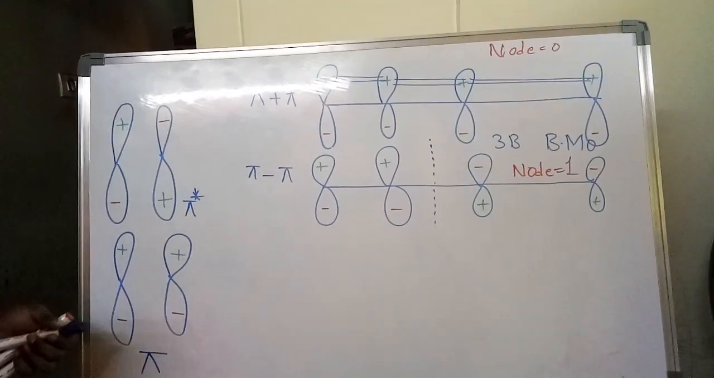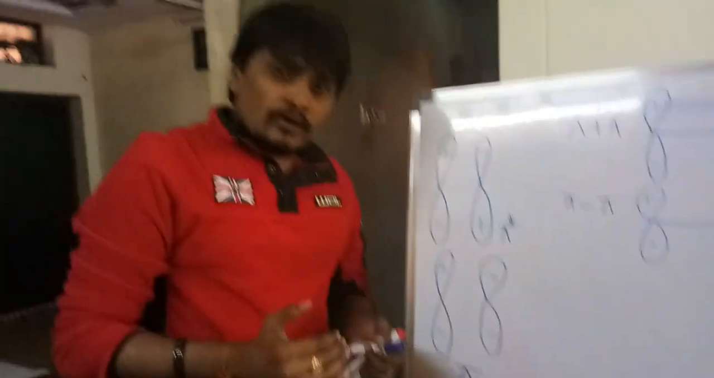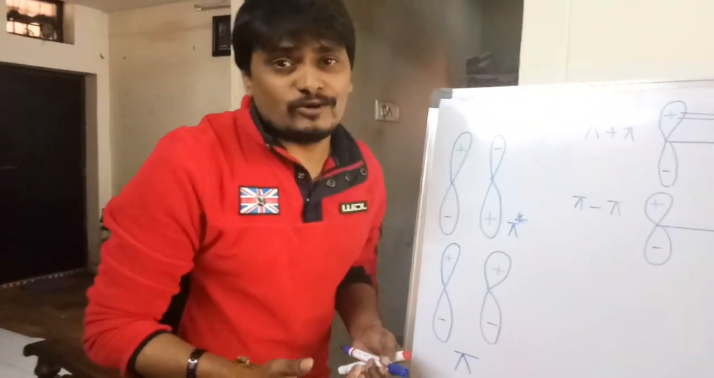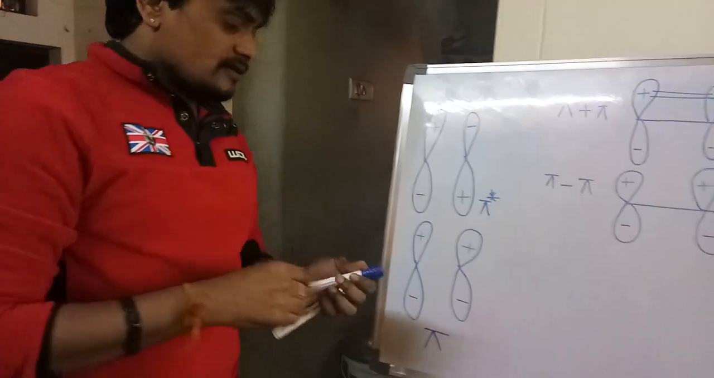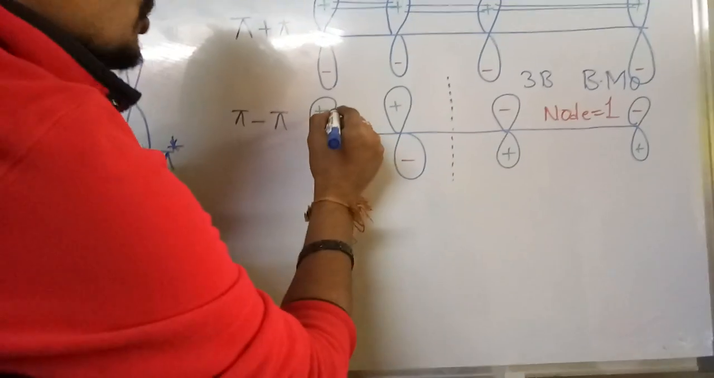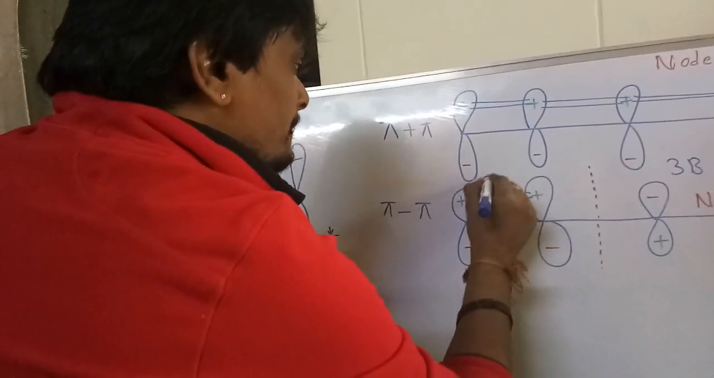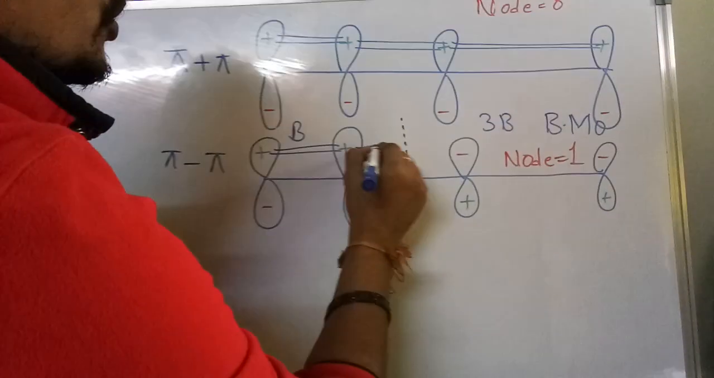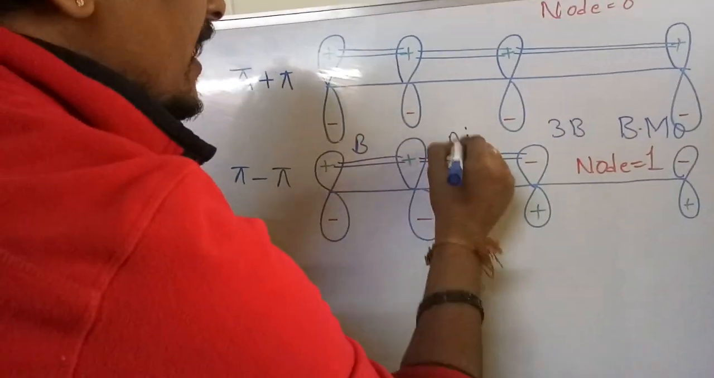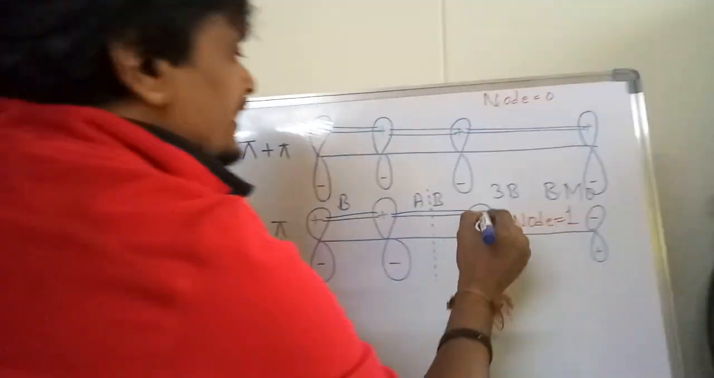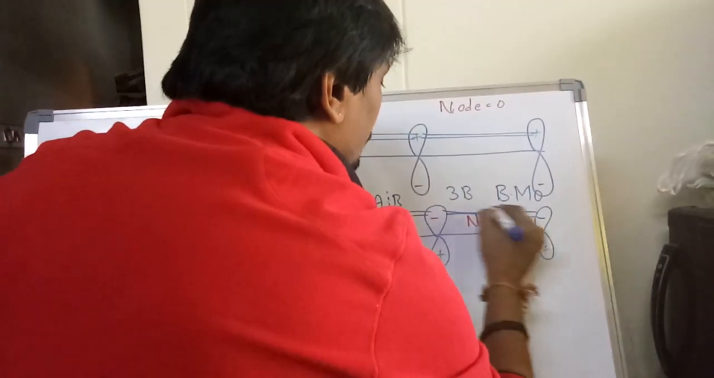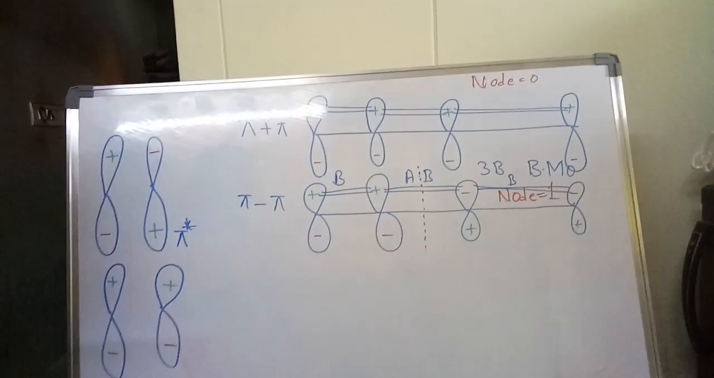Now the question is whether it is bonding molecular orbital or anti-bonding molecular orbital. We have to look at it. So this is positive, positive, bonding, right? This is positive, negative, anti-bonding. Negative, negative, bonding.